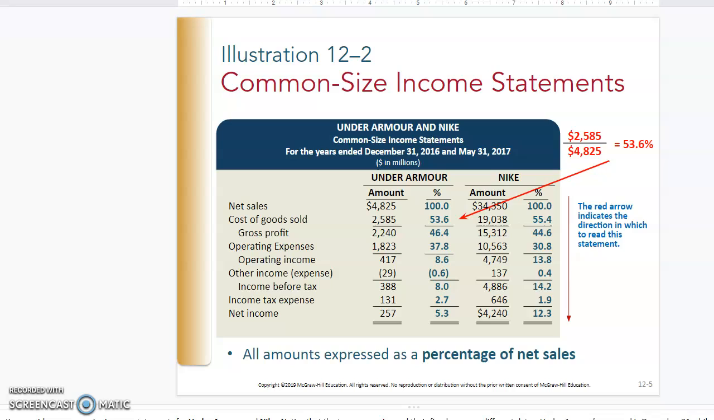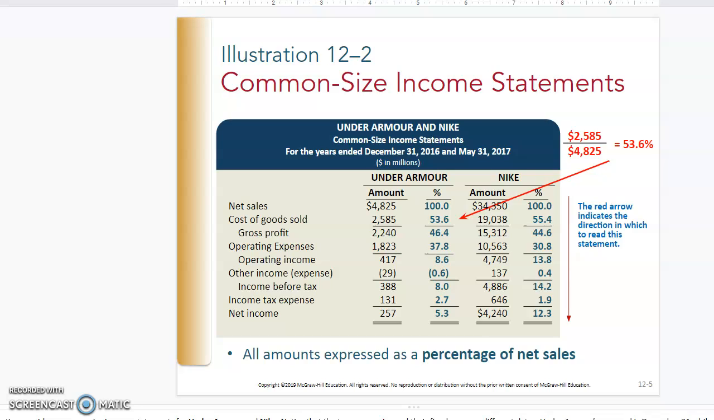So cost of goods sold for Under Armour, 53.6%. You get that by taking the cost of goods sold, 25.85, divided by net sales, 48.25, and so on. Right? So common size financial statements is a financial analysis tool.